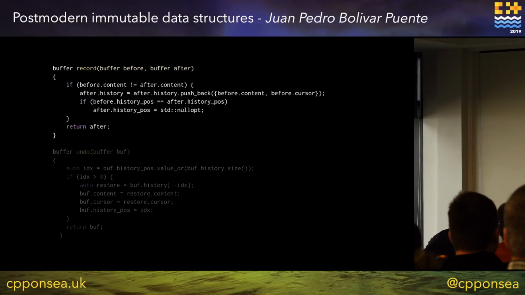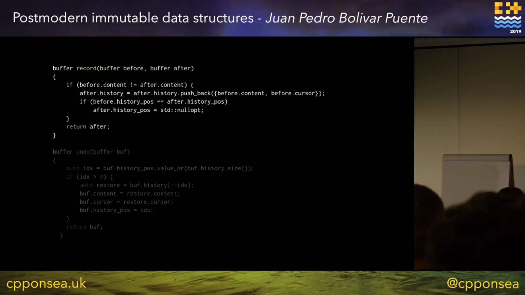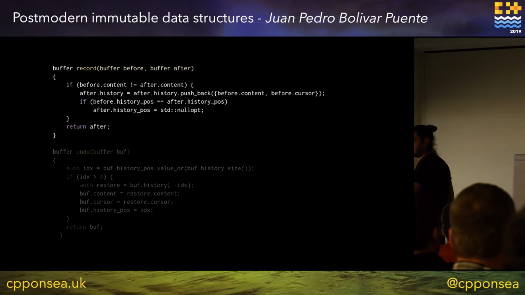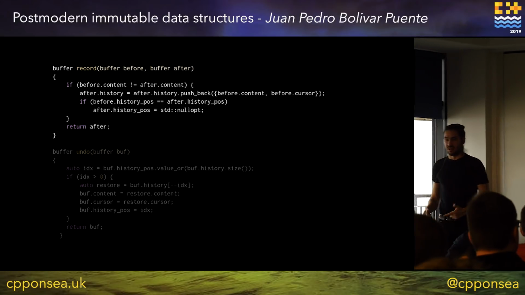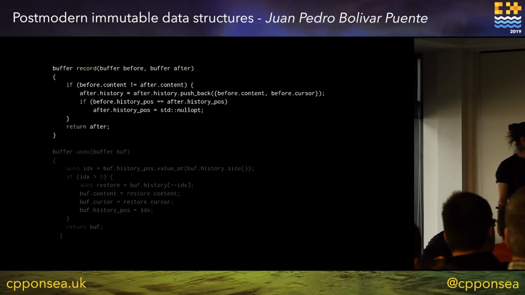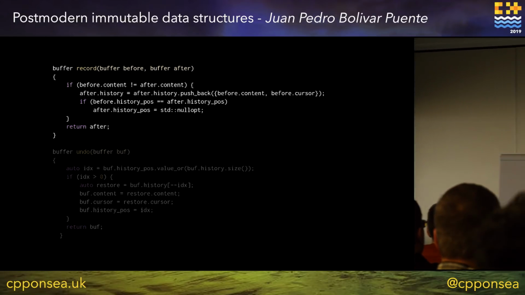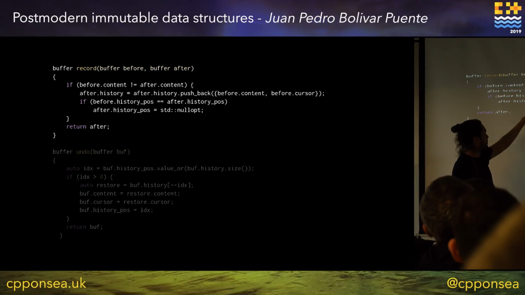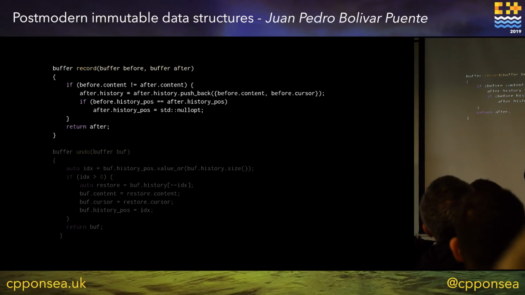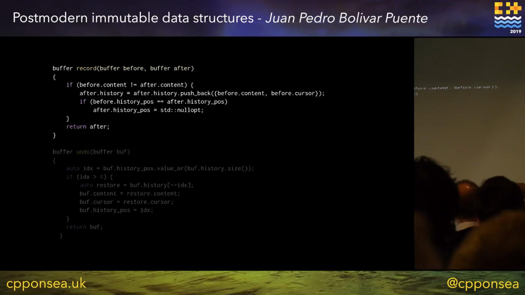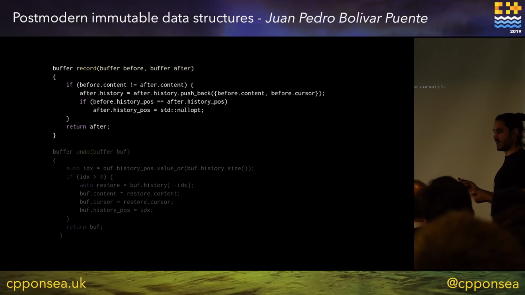This function takes care of all these conditions because the first thing that it does is to say, well, is the content before different than the content afterwards? If the content is the same, well, there is nothing to undo here. It just returns. But if the content is different, then it's going to push the content before at the end of the undo history.